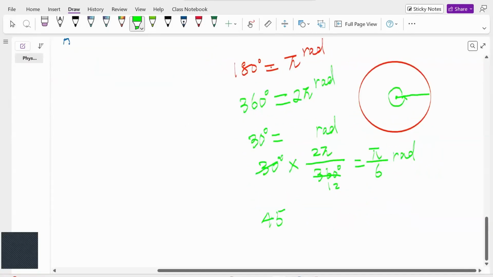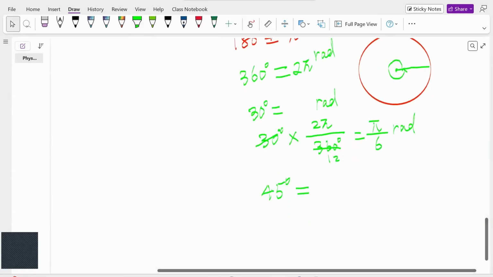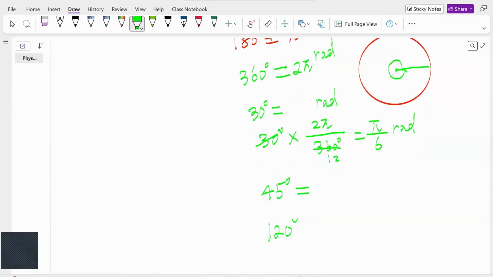Now let me give you another example. You can calculate it for me. 45 degrees, what's the angle in radians? 120 degrees, you can do the calculation. I think 45 degrees is pi over 4 radians. How do you get it? You multiply it by pi over 180 degrees, right? Yeah.